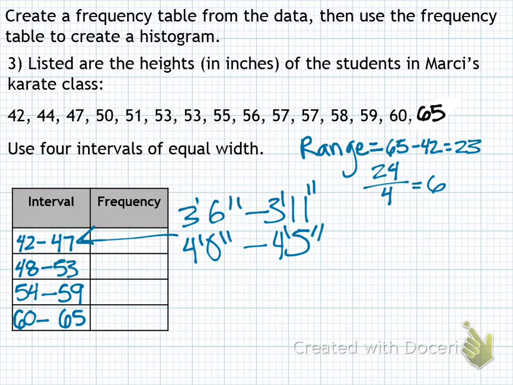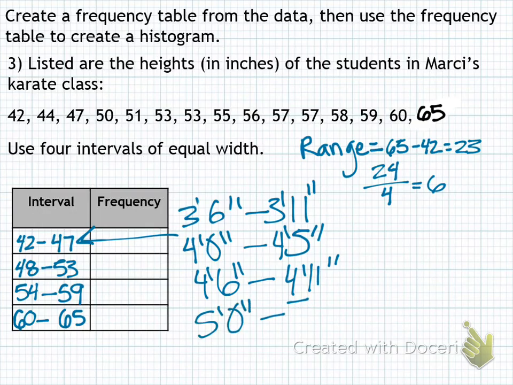So 3.5 feet to 3 foot 11, 4 feet to 4 foot 5, 4.5 feet to 5 feet, or technically to 1 below that, so this would be 4 foot 11. And then once I have 5 feet, I'm in the next interval, up to 5 foot 5.